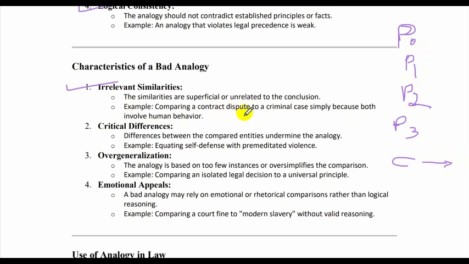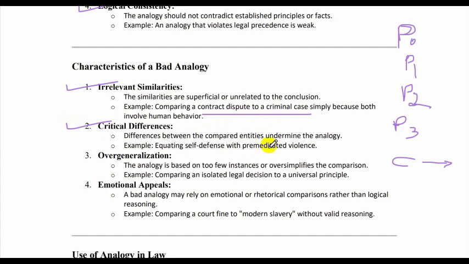Example, comparing contract disputes to a criminal case. Contract disputes are basically civil disputes, whereas a criminal case involves criminal liability. Civil liability and criminal liability differ, yet they are compared simply because both involve human behavior. In both there is human behavior, but that does not mean that we can compare the contract with the criminal case. Critical differences: differences between the compared entities undermine the analogy.